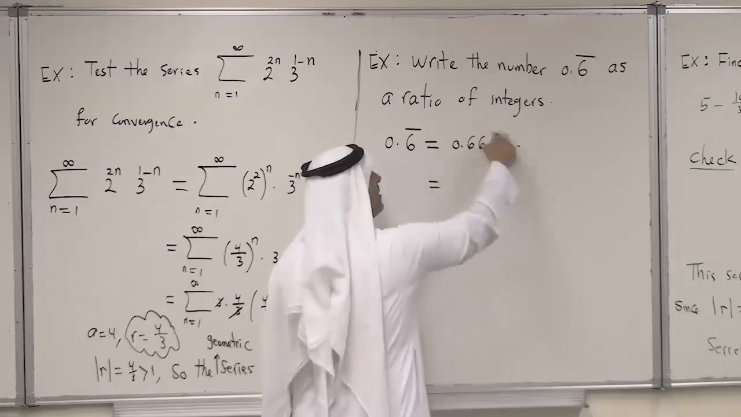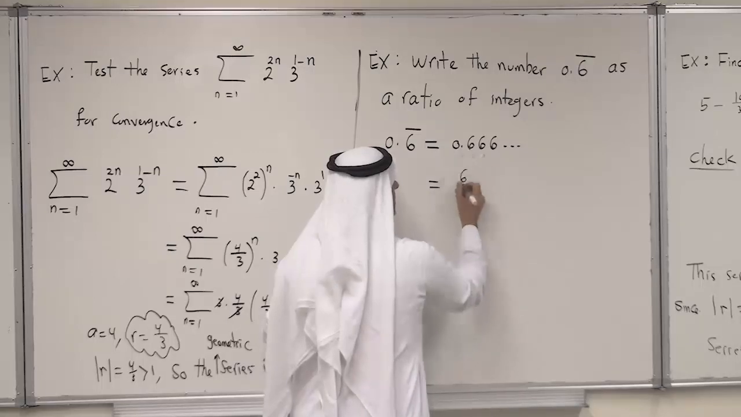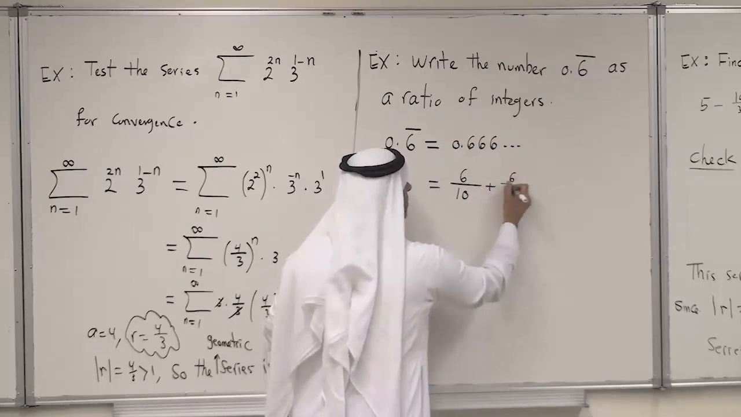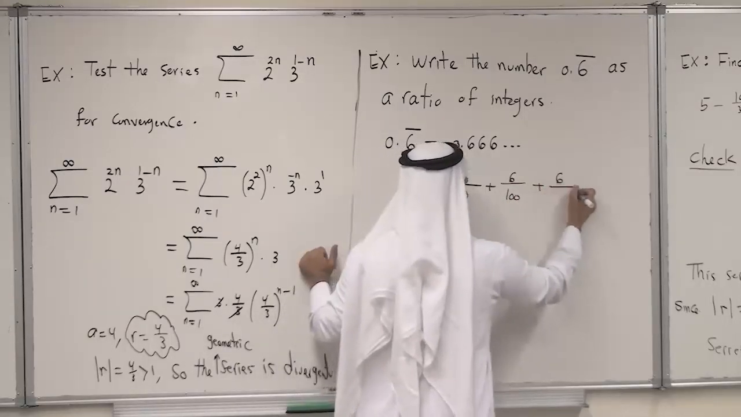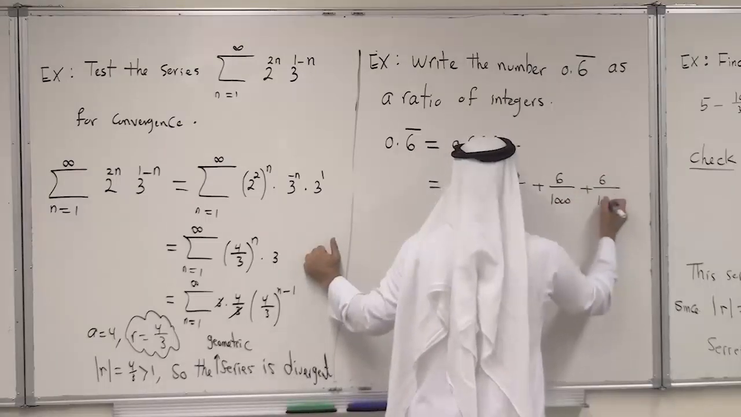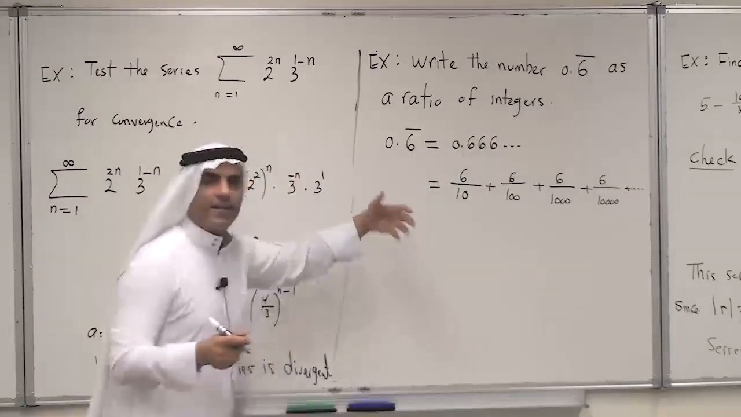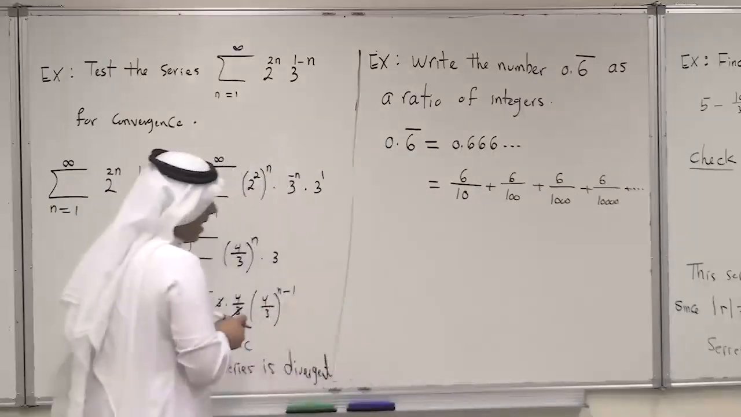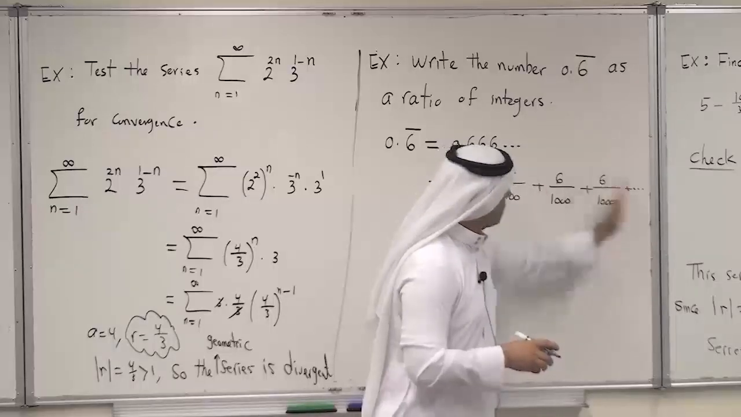We can rewrite this one as a sum of numbers. 6 over 10, this is the tenth digit here, plus the second digit is 6 over 100, plus the third one is 6 over 1000, okay? And so it is 6 over 10,000, and this will continue like this, okay? We are rewriting the same number, but in summation form. Look at this summation, which is an infinite series actually. It is not stopping here, okay?